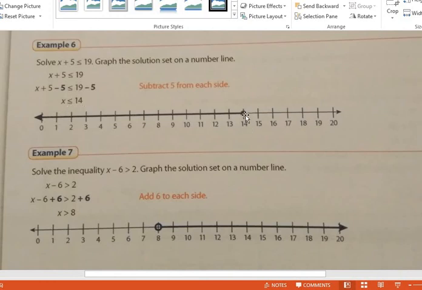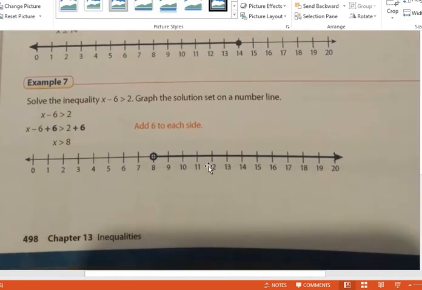Here I put a circle, open or closed, as I told you in the last session. Closed. Why closed? I want you to remember, because here I have "or equal to." So I put a closed circle. x is less than 14, so I will move to the left side: 13, 12, 11 and so on. It's easy now, I think.